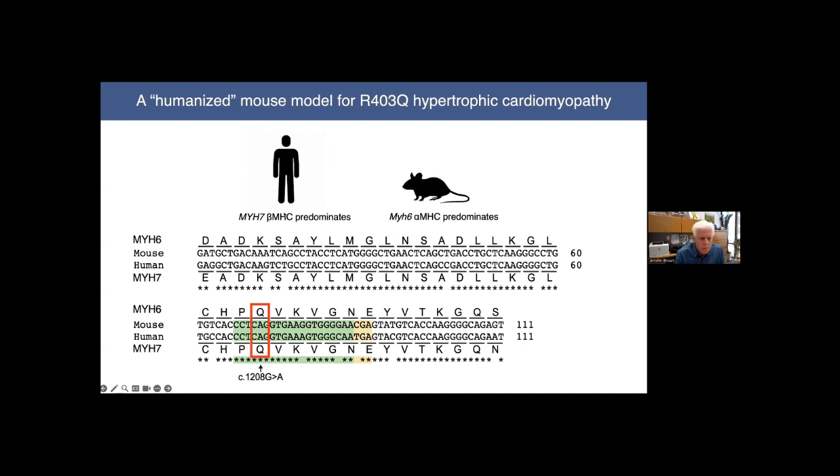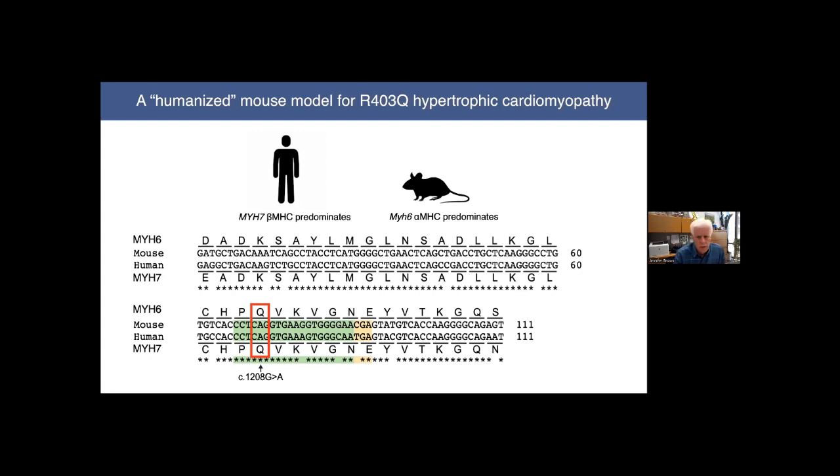Now, these proteins are highly homologous, and particularly within the region of the glutamine mutation, the amino acid sequences are identical between the mouse and the human, but the nucleotide sequences are different, as indicated by the absence of asterisks at the mismatched nucleotides. So in order to test whether the human guide that we had optimized in human iPS cells would work in vivo, we needed to make humanized mice.